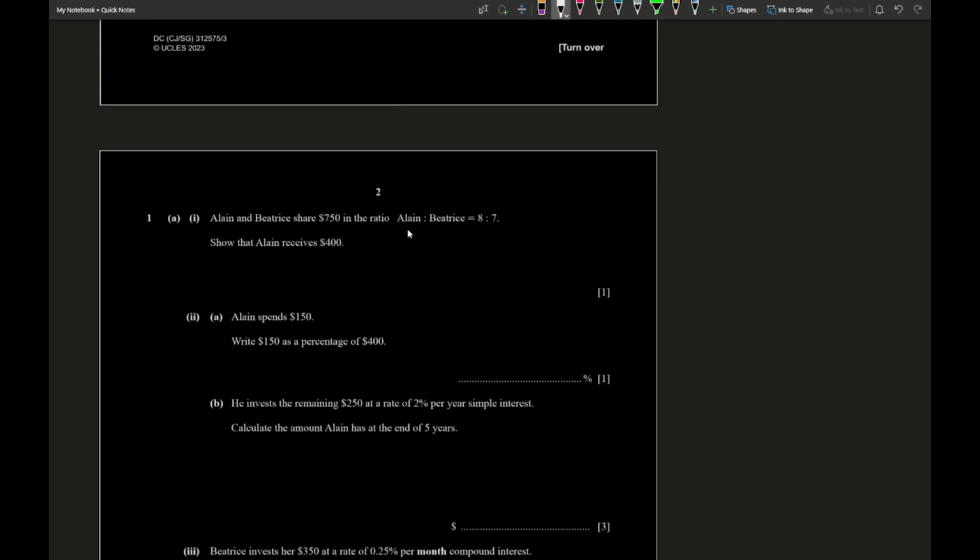Alan and Beatrice share $750 and the ratio Alan to Beatrice is equal to 8 to 7. فانت عندك الراتيو Alan to Beatrice is equal to 8 to 7. بيقول لك show that Alan receives $400.